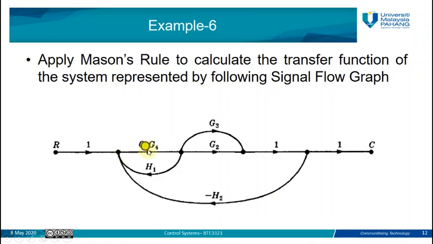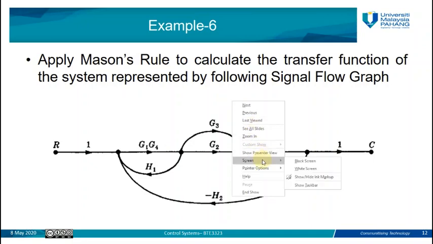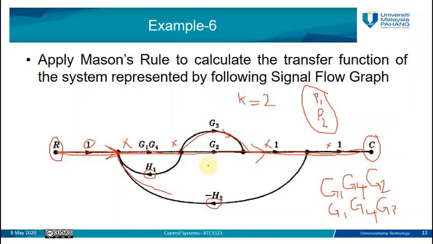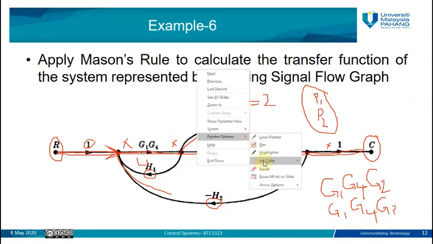The gain of this loop represents the product of the gains of the branches of this loop. So we have G1, G4 times H1. Since H1 here is positive, just keep it: G1, G4, H1. We call this loop number 1. Okay. Now we need to find whether there is any other loop in our signal flow graph. Yes, there are some other loops here.